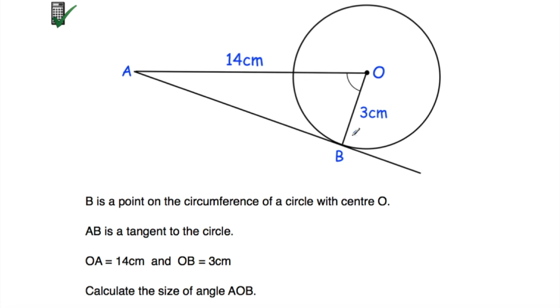Now here we've got a tangent and a radius, so they'll meet at 90 degrees, so that's a right angle. And we've got a right angle triangle, and we know the lengths of two sides, and we're trying to find the size of one of the angles. So that's going to be a trigonometry question. So let's write down our trigonometric ratios.